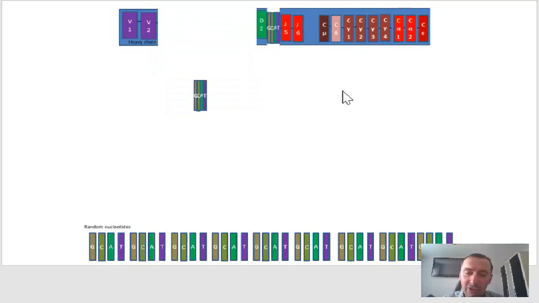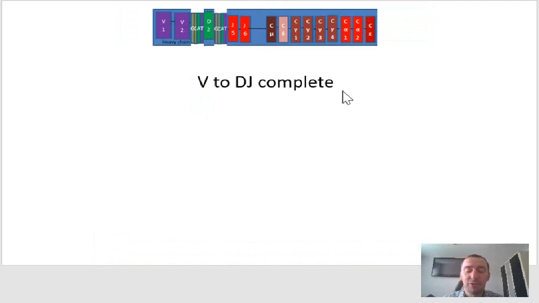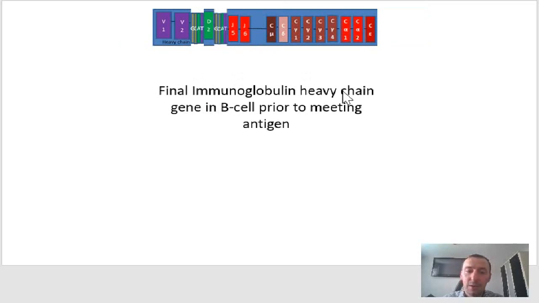And once again, junctional diversity takes place, where nucleotides are either removed or added between the sections and the whole gene segments recombine. At that point, the somatic recombination of the father's gene is complete. Okay? The final immunoglobulin heavy chain gene in the B cell has been amended.